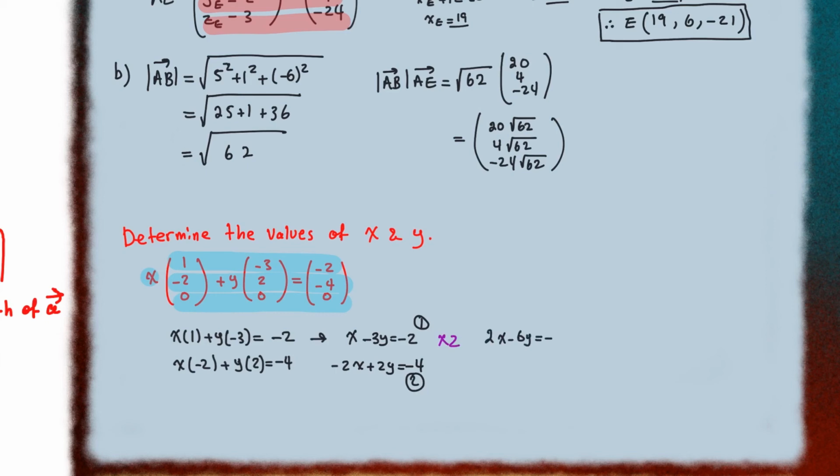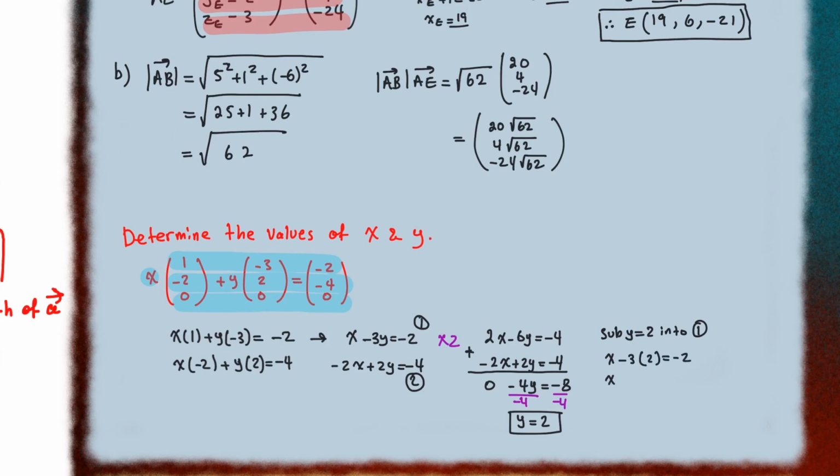We multiply equation 1 by 2 in order to be able to eliminate the 2x. And we add the 2, and we end up getting that 0 minus 4y is equal to -8. We divide both sides by -4 to get a y value of +2. Now that we have the y component, we sub y is equal to 2 into either equation 1 or 2. So in this case, equation 1, x minus 3 times 2 is equal to -2. And we solve for x, and we get x is equal to 4 as our final answer.